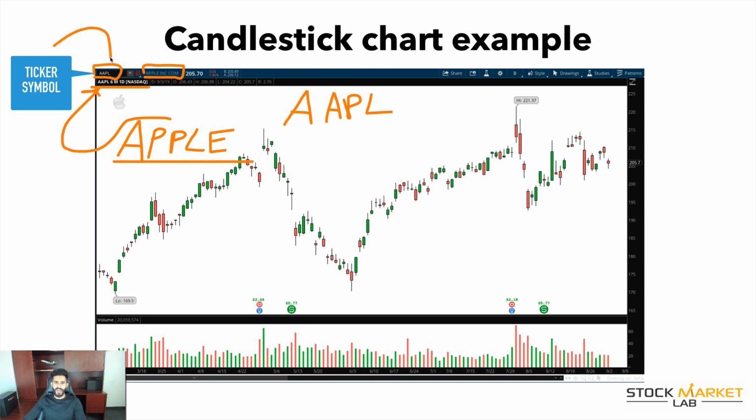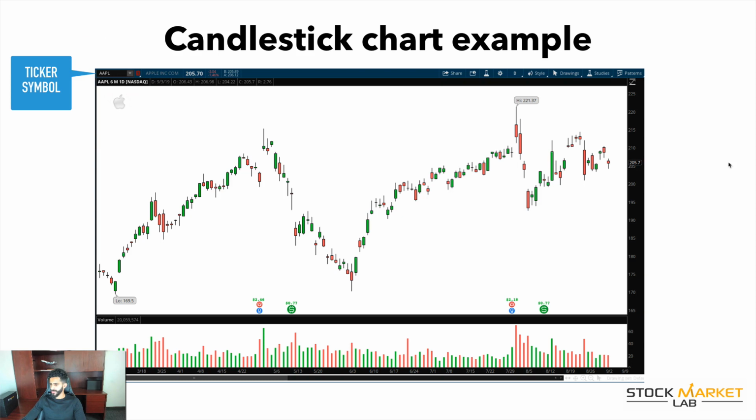The ticker symbol is found right here. So if you want to look for, let's say, Amazon, which is AMZN, that is their ticker symbol. So this is where the ticker symbol goes on a stock chart. Right here, we have all the stock information: the date, where the stock opened, the highest, the lowest, the closing price. All of that information is showcased right here.